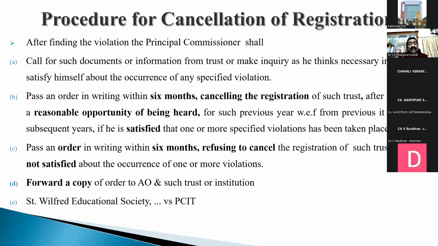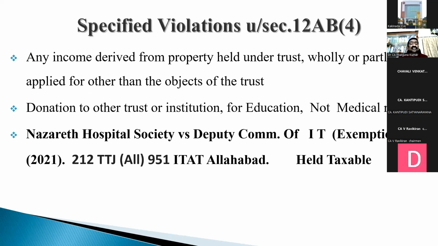So the officer, after issuing the first notice of cancellation, within 6 months must say, yes, I am satisfied, and pass the cancellation order. Or, I am not satisfied, because the evidence is given, so he can drop the cancellation proceedings. And he must pass the same order to the AO and to the trust. These are all the procedures given for cancellation of the registration.